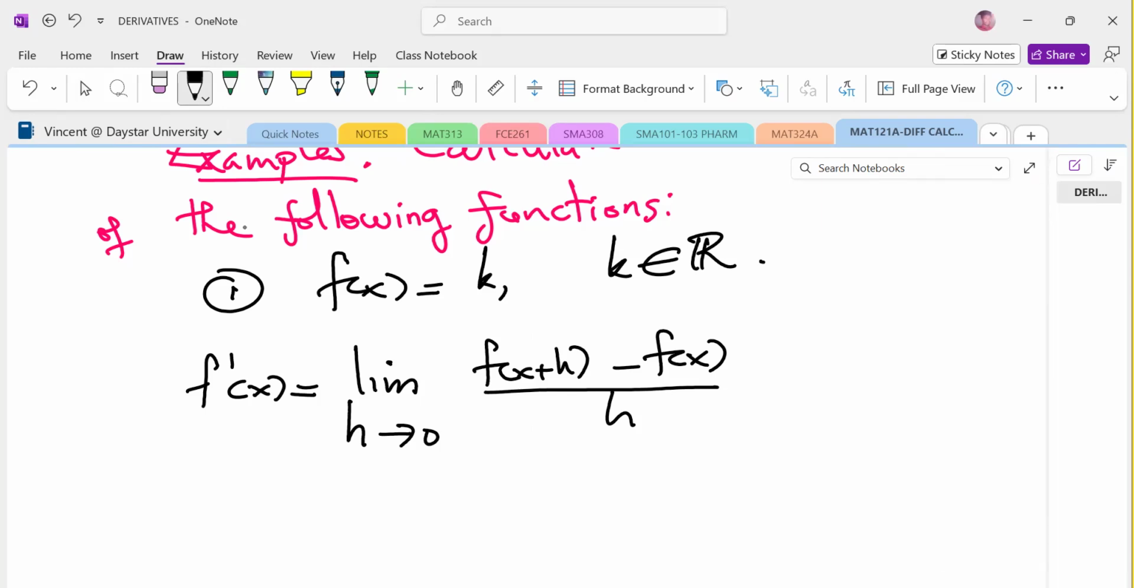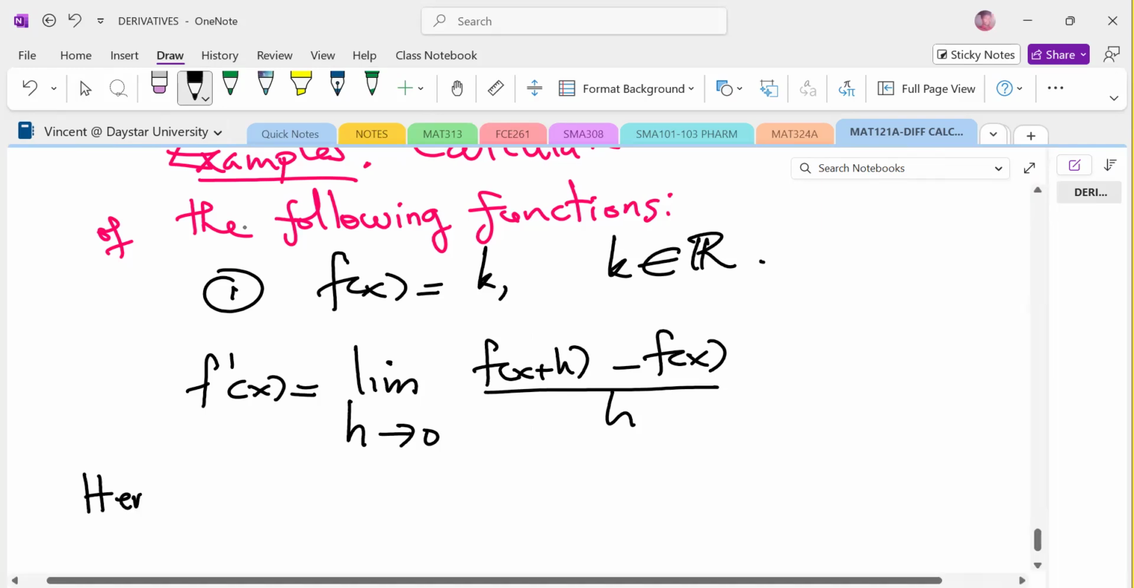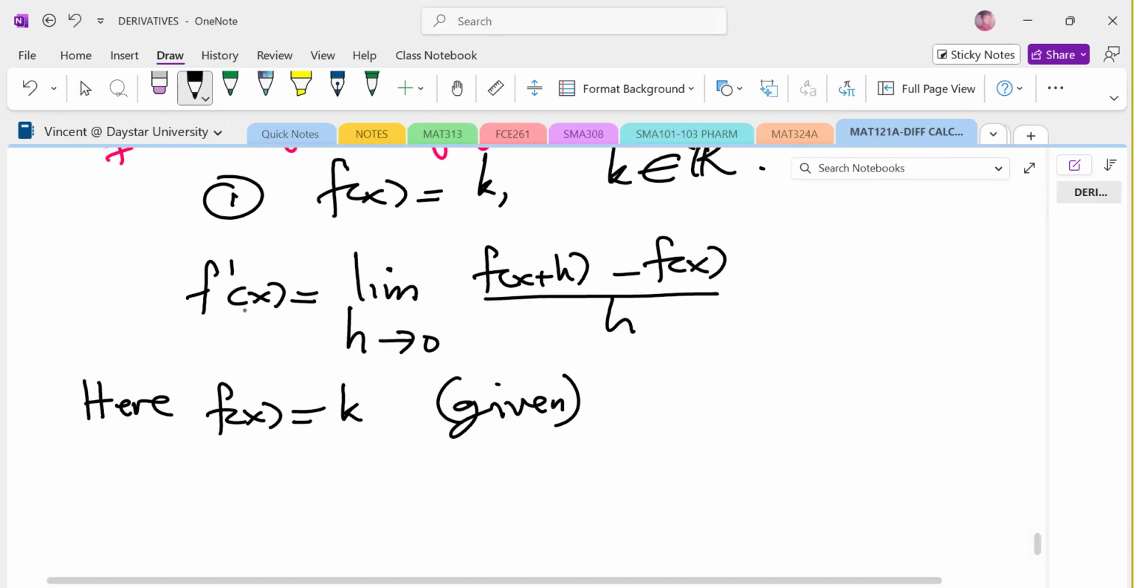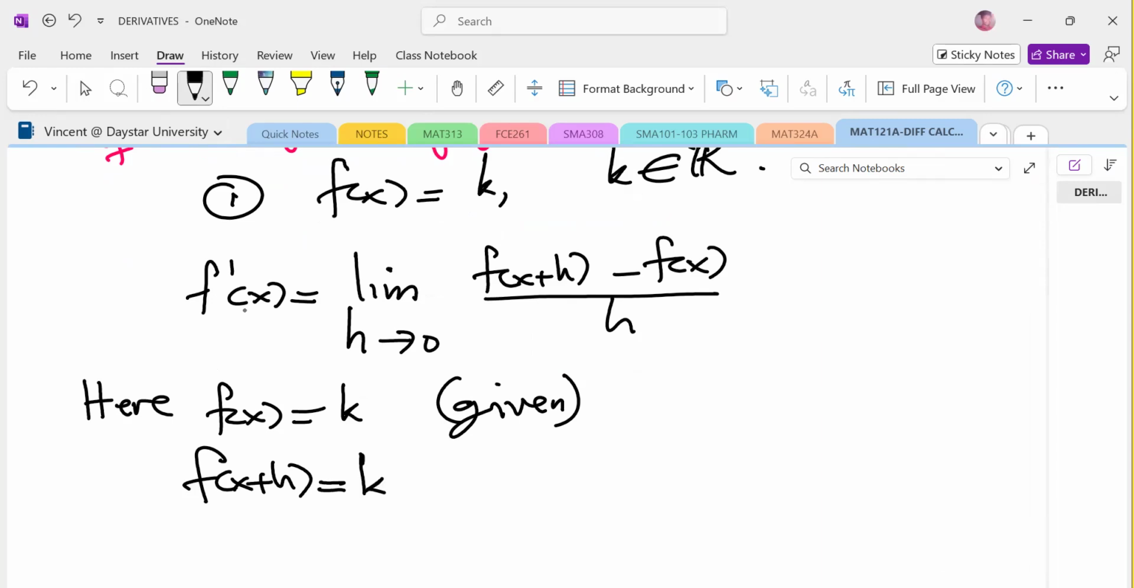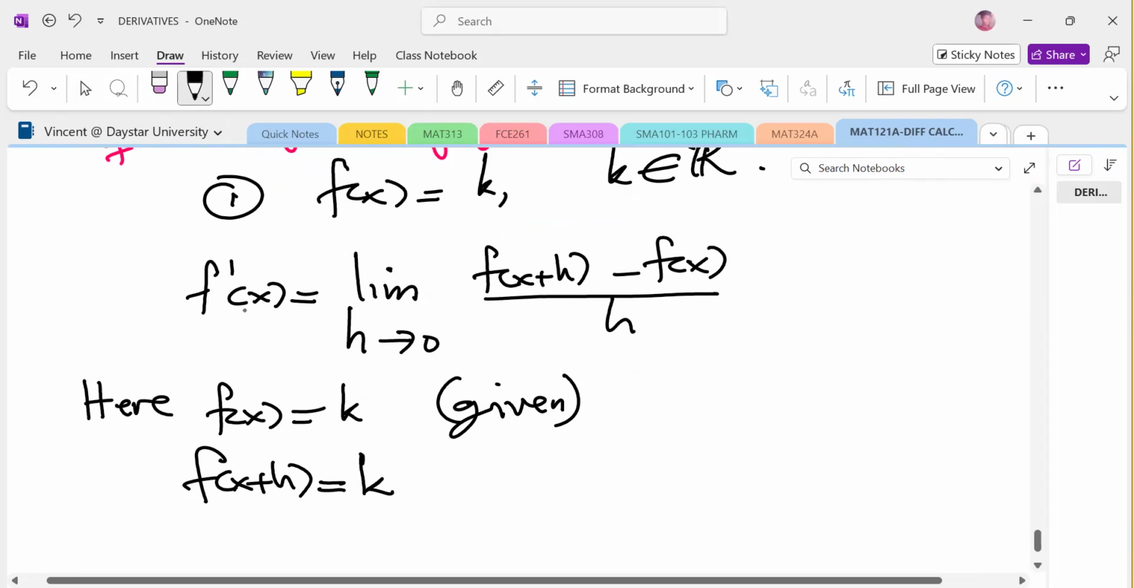Then in this case, f of x is k. This is already given. Then f of x plus h remains to be k because f of x equals k is a constant function, it doesn't change regardless of the input given. So it remains to be k.